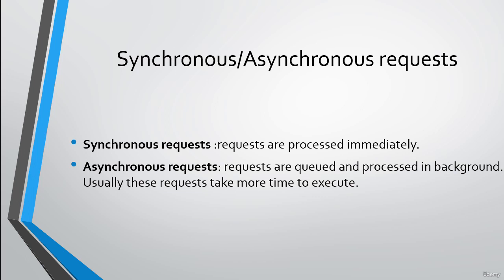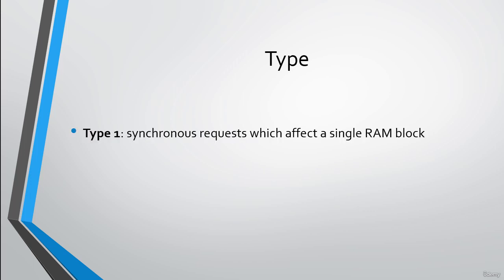Now let's look at the classification based on type. On the basis of type, we can see different classifications such as type 1, type 2, type 3, etc. Let's see first what is type 1. In type 1, the synchronous requests which affect a single RAM block are present. So type 1 consists of all APIs which are synchronous in nature and which affect a single RAM block.